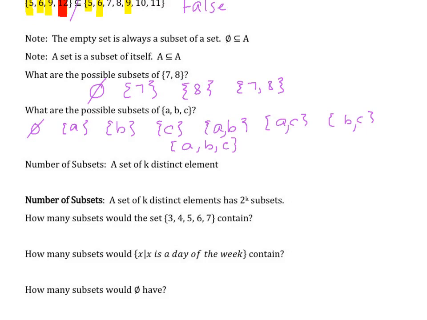As you can see, raising the number of elements drastically increases the number of subsets we can have. A set of K distinct elements has 2 to the K power subsets. How many subsets would the set {3, 4, 5, 6, 7} contain? So we're going to take 2 to the power. We have 1, 2, 3, 4, 5 individual elements. So 2 to the 5th power would result in 32 subsets.